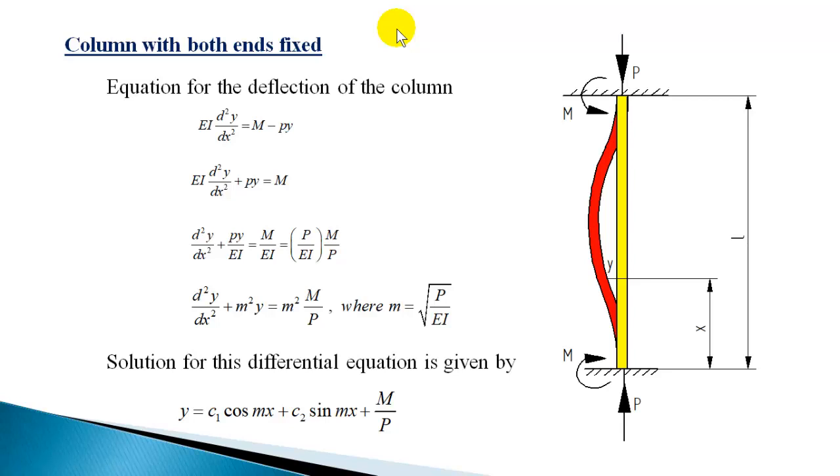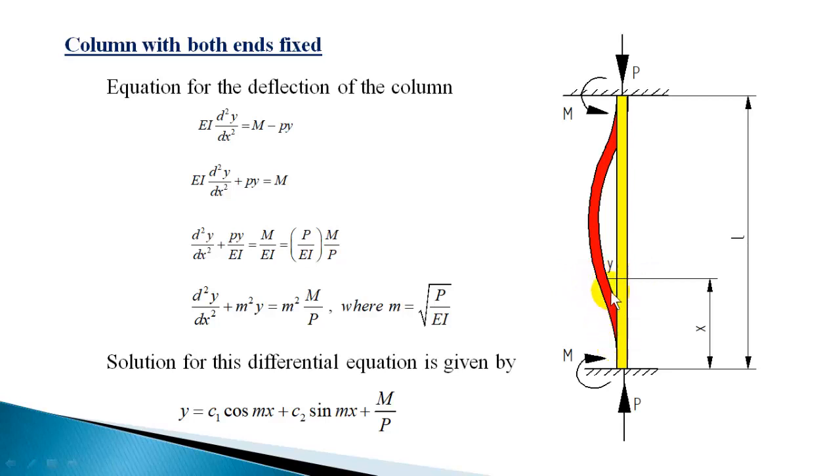In today's class, I'll explain the Euler's critical load for a column with both ends fixed. Now we'll see another end condition for the column, both ends fixed. When the column is fixed at both ends, we have to find out the buckling load. Once again we will consider the column with both ends fixed, and taking a distance x from the bottom end, the deflection is y.